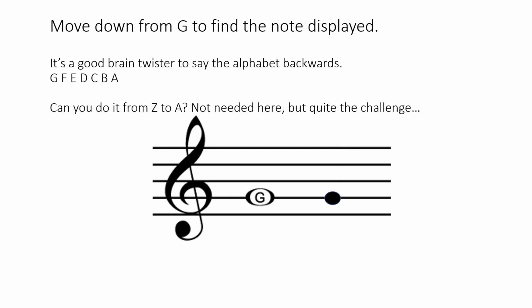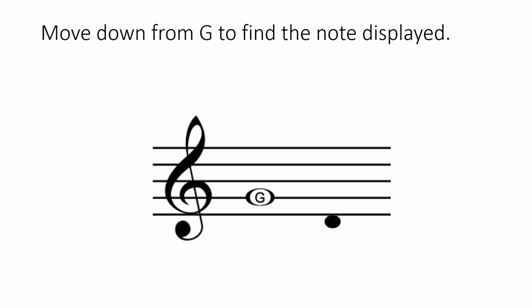It's a good brain twister to be able to say the musical alphabet backwards. Easy enough to say A, B, C, D, E, F, G, but counting backwards is G, F, E, D, C, B, A. Moving down from G to find the note displayed, G, F, E, D.